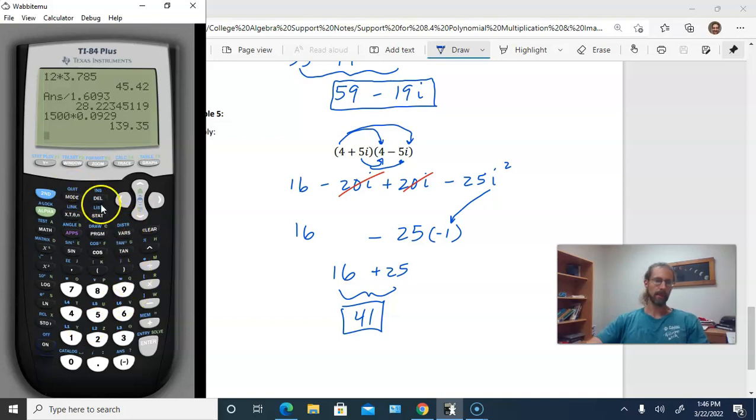Okay. And just real quick, I do want to show you, you can do these in your calculator. I'll do this last one. So you got to type them in the same though. 4 plus 5. Now the i is down here, okay, right above the period. It's in blue, or the decimal rather. And then you can close those parentheses and then do the same thing. 4 minus 5i. And the calculator can do complex arithmetic.